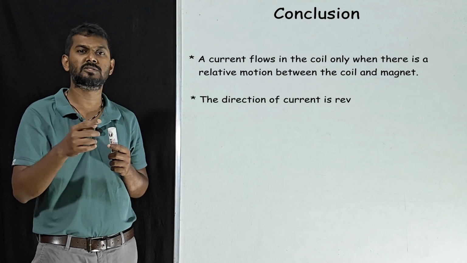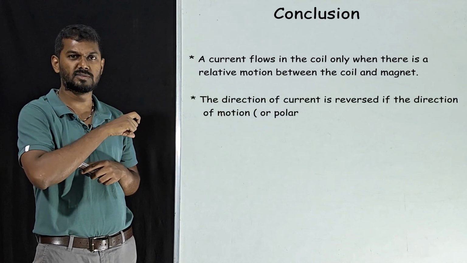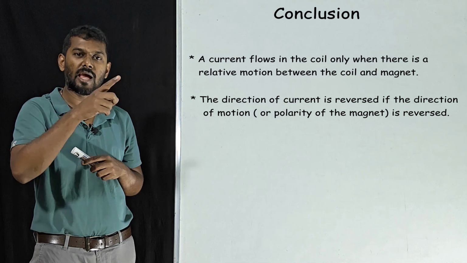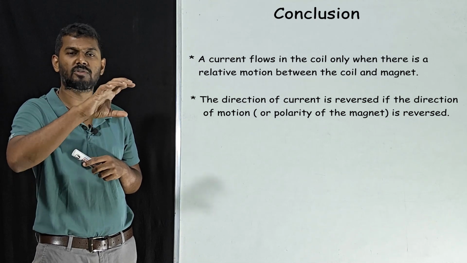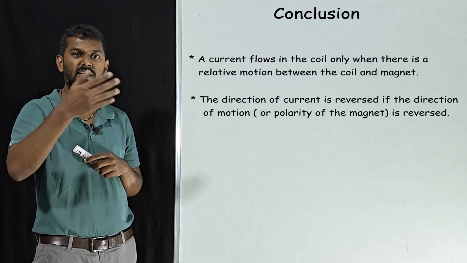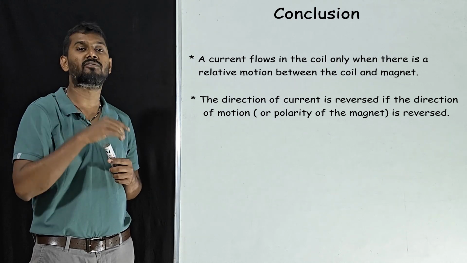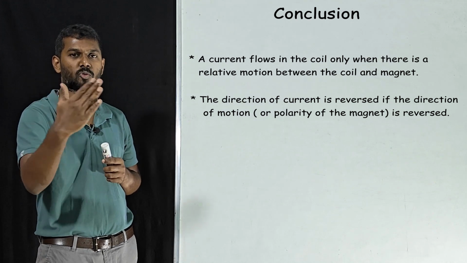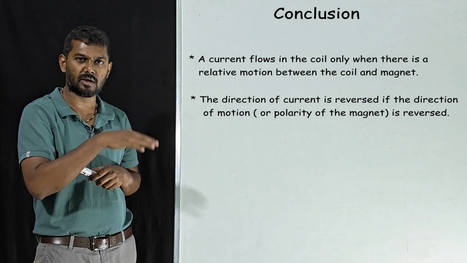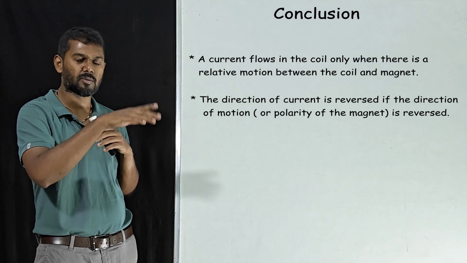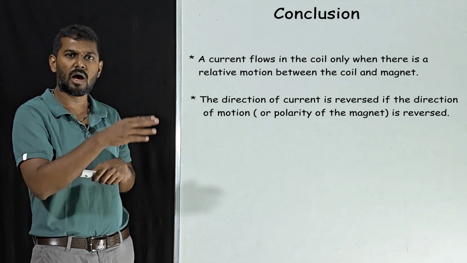Next, we'll talk about the direction of current. The direction of current depends upon whether the magnet is moving towards it or away from it. As the motion of the conductor changes, like this or like this, the direction of current also changes. If it is moving towards it, the direction of current will be in one direction, sometimes anti-clockwise or clockwise.